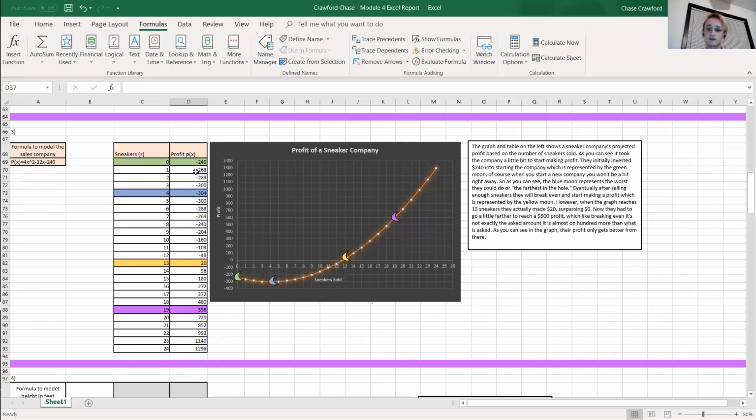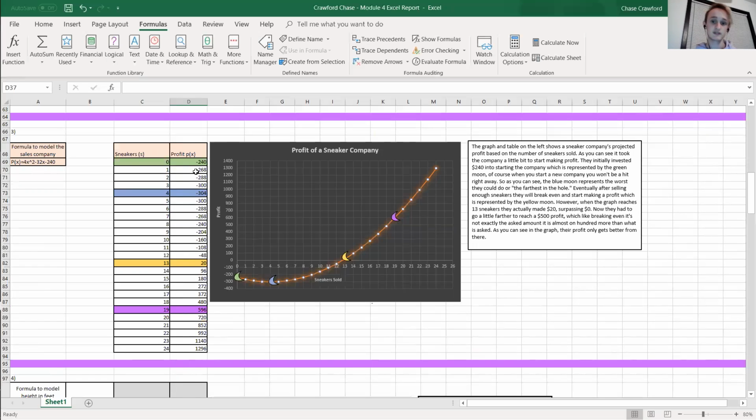Of course, when you start a new company, you're not going to be a big hit right away, especially if you're starting a new company that hasn't ever been made before. So as you can see, the blue moon represents the worst they could do, the farthest that you could be in the hole, so to speak.